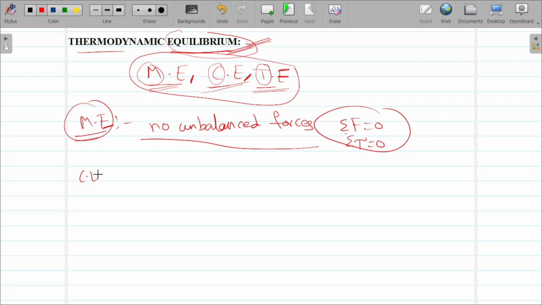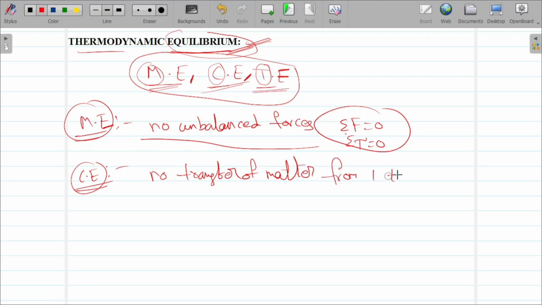Next, chemical equilibrium. In chemical equilibrium, the system does not undergo any reaction, that means no transfer of matter from one position to another position. That will be called chemical equilibrium. Okay, clear?